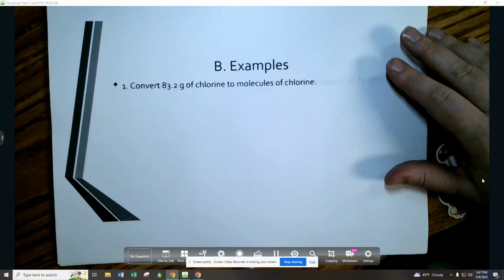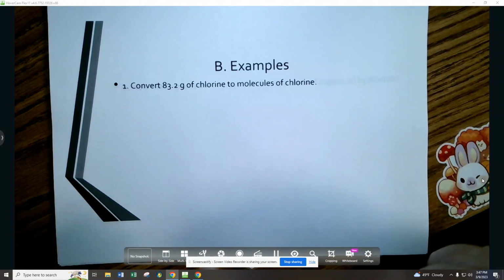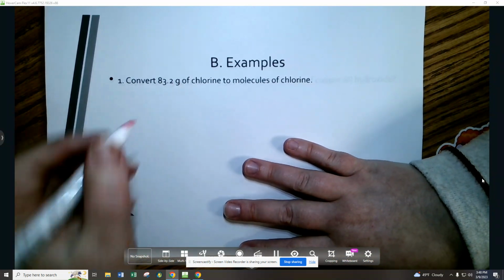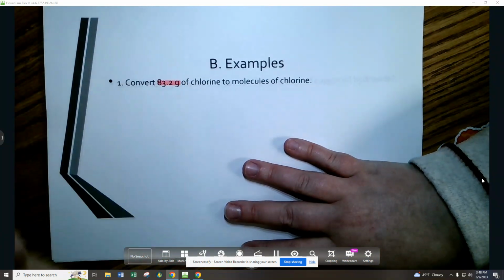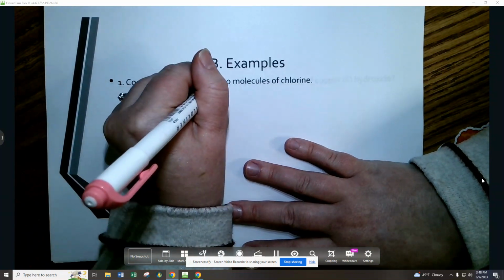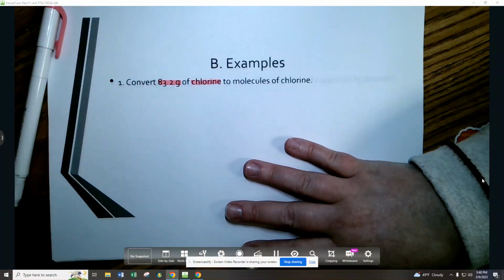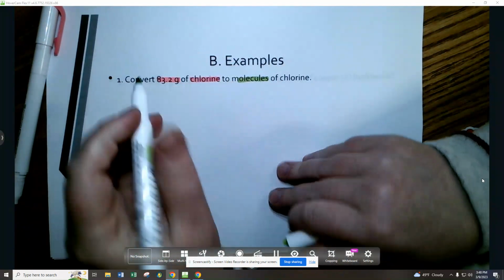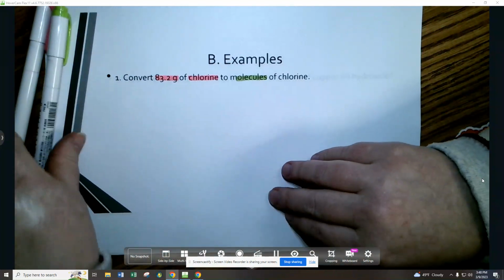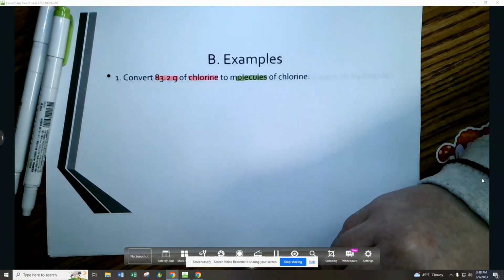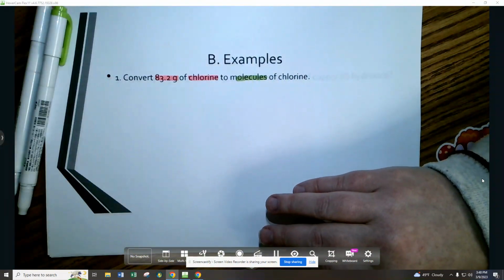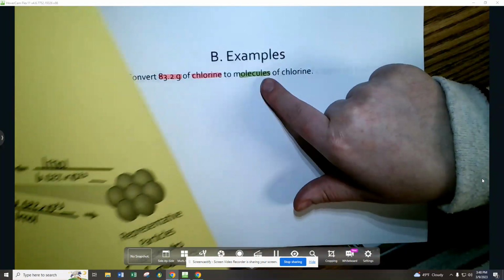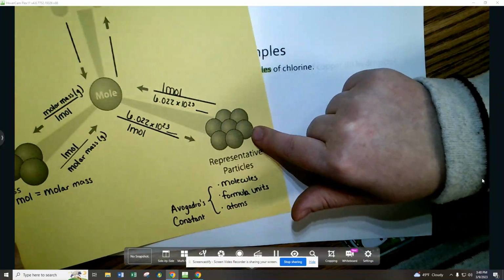So, like we began, we have a given, and we have what we're trying to solve for. It says convert 83.2 grams of chlorine. So not only the amount and unit of what we're given, but what it's of is important. We want to figure out how many molecules this is. So what we need to look at to decide is how many steps are necessary to solve. Our mole map tells us that. We are starting here at mass because I have grams. We want to get to molecules, which is one of the three types of representative particles.